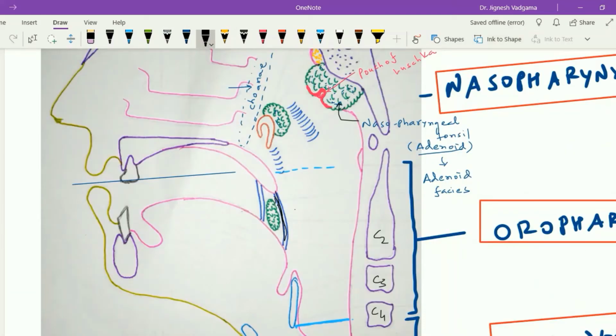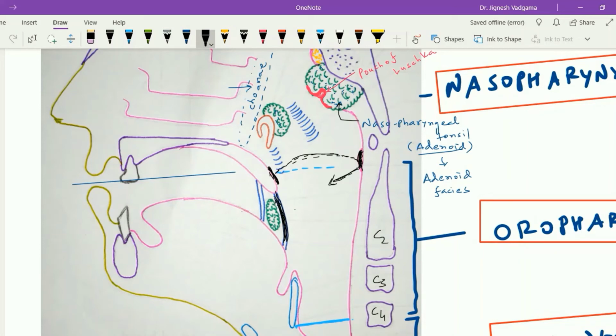When we see the floor of this nasopharynx, it communicates with the oropharynx through the pharyngeal isthmus. This pharyngeal isthmus is bounded in front by the soft palate and behind by a ridge, the Passavant's ridge, which is formed by the palatopharyngeus muscle, and on each side it is bounded by the palatopharyngeal arch. So this nasopharynx communicates with the oropharynx through this pharyngeal isthmus.